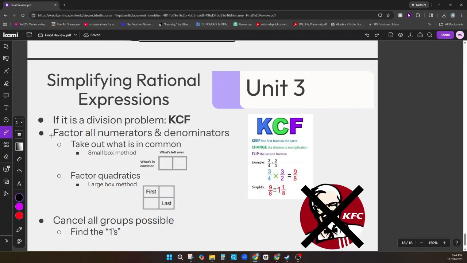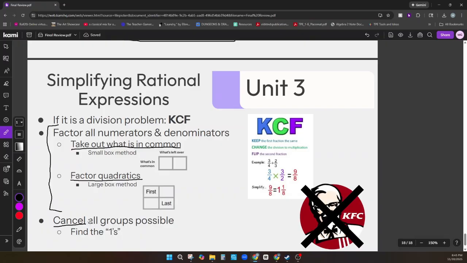And then step 2 is where all your factoring work comes from. So you're going to factor by taking out what's in common first in your type 1 method, and then you're going to factor quadratics using your type 2 method. And then from there, you just cancel. So factoring is a very integral part of simplifying rational expressions.